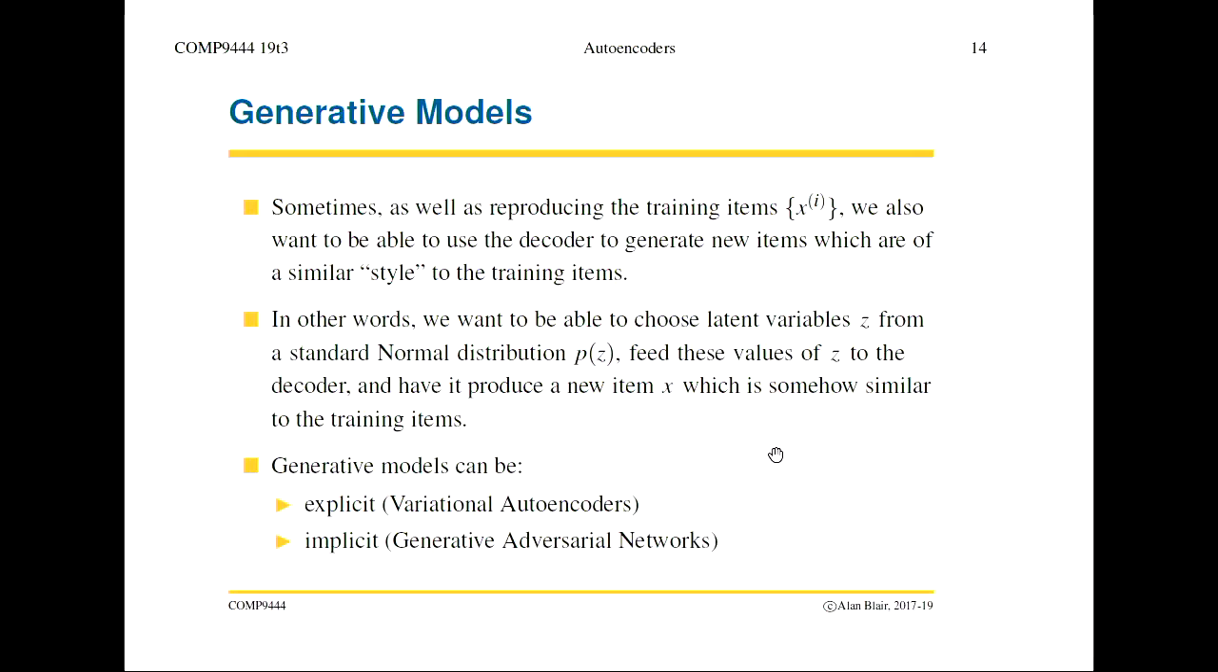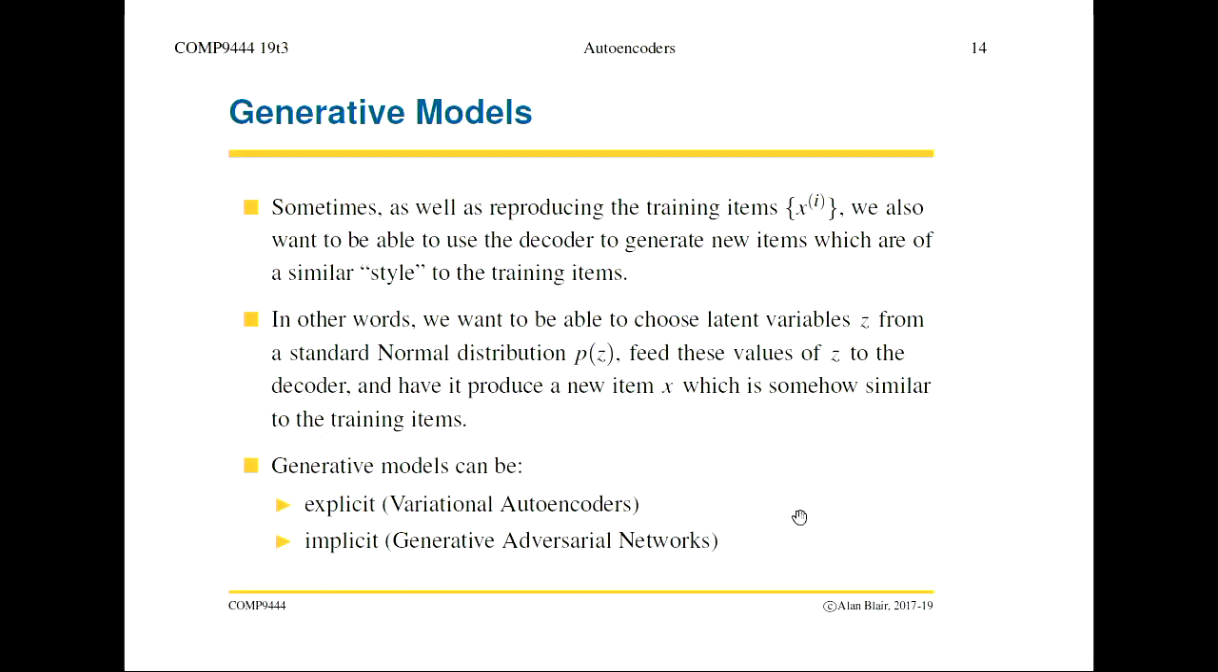That's basically what I've said here. We want to be able to choose latent variable z from a standard normal distribution. A standard normal distribution means a Gaussian distribution with mean of 0 and standard deviation of 1 in every component. I want to be able to feed those values in and get back an image which looks realistic. And this is called a generative model.